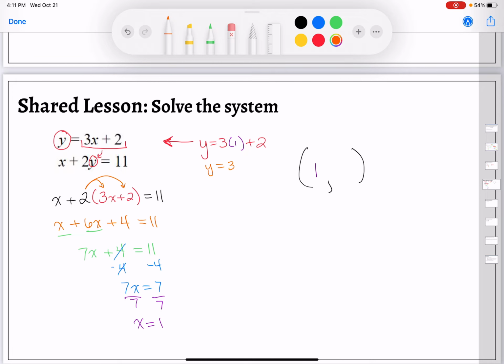So 3 times 1 is 3. So y equals 3 plus 2, so y equals 5. So my solution is the point 1, 5.